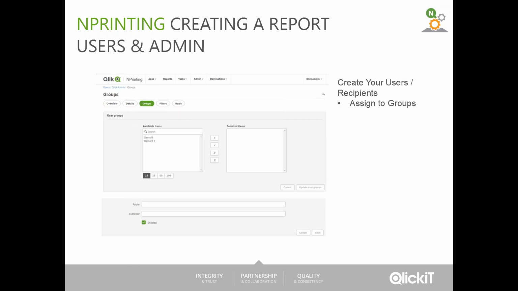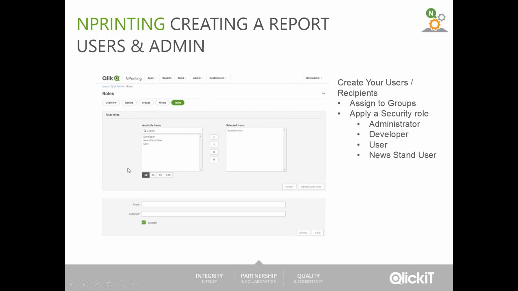You can assign to groups, so you could take a number of users or recipients and assign them to groups. So instead of sending stuff out to individuals, you can send reports out to groups. There's also roles. When you create a user, it's at this stage that you say what sort of role that person has. Are they an administrator? Are they just a user? And it's a simple process of click or double click, and it moves across to the right-hand side, and double click on that side and it takes them off the list. So it's easy to add, easy to take off people in the NPrinting system.